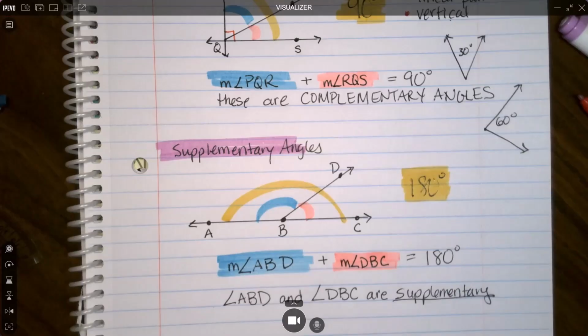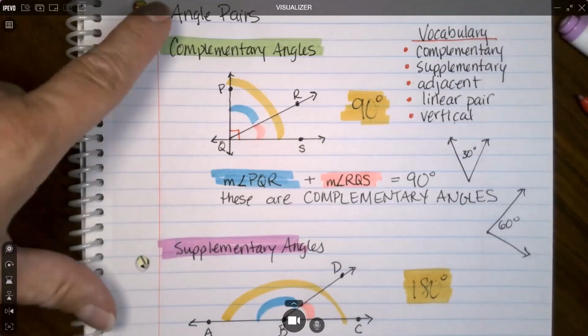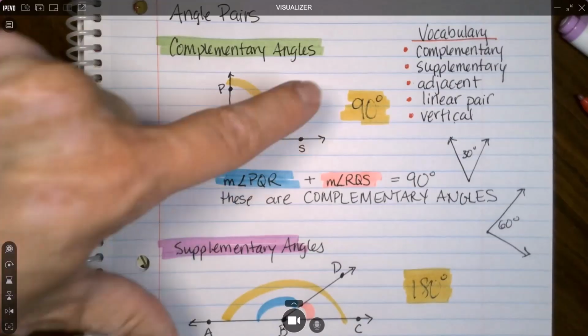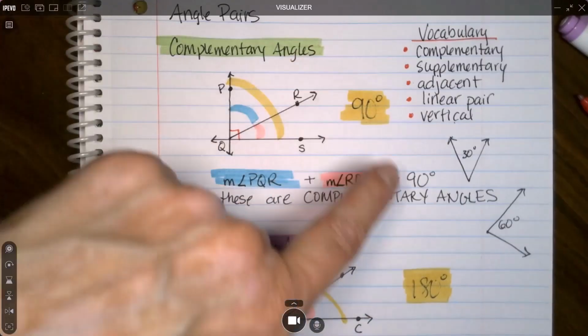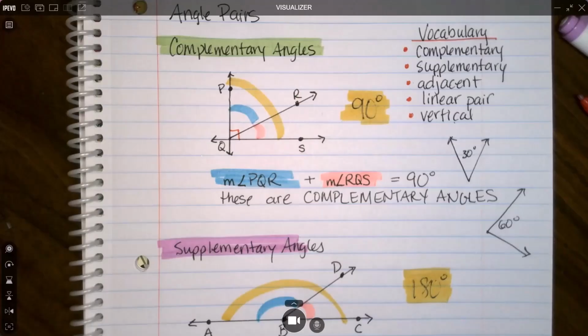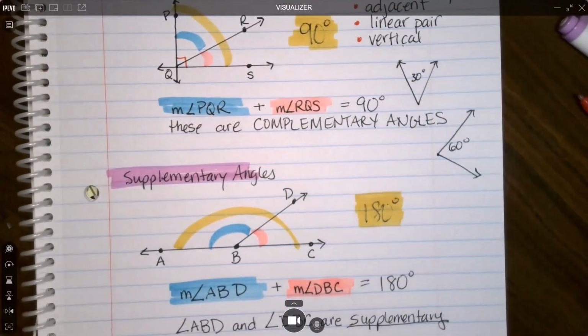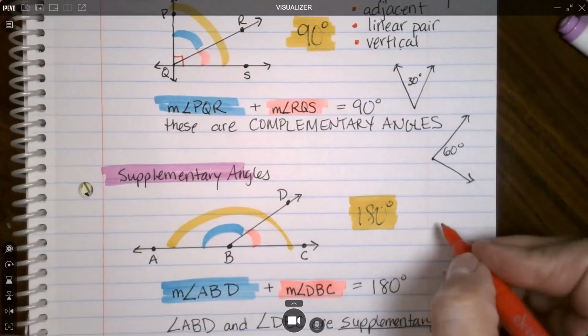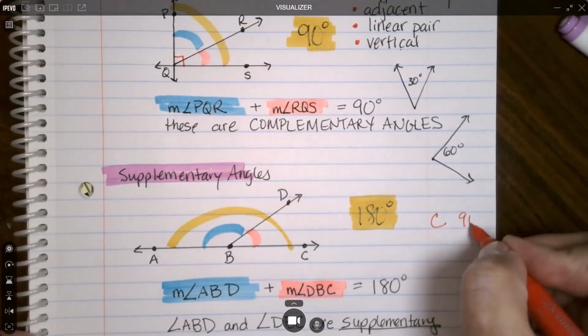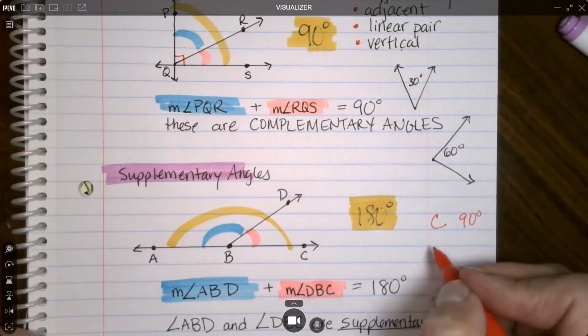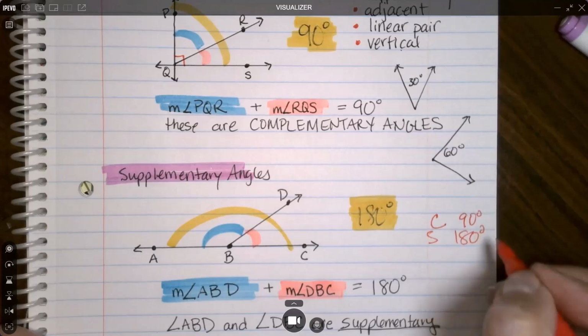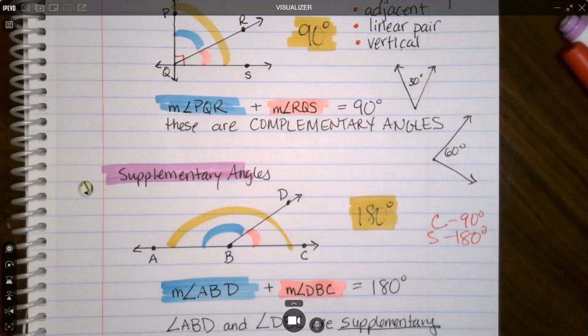Now, people do get these confused, and you do need to memorize them. C to S, put them in alphabetical order, 90, 180. Put them in numerical order, and they match up that way. A visual of what I just said is that I would go C, 90 degrees. I'd put this on the board, S, 180. That's how I memorized them, and that's how my students in class memorized it.